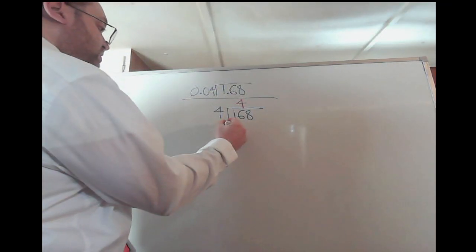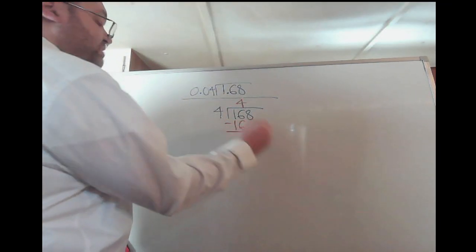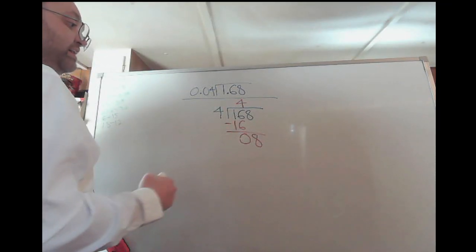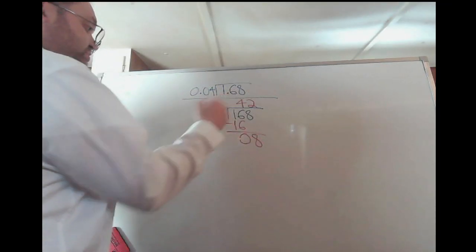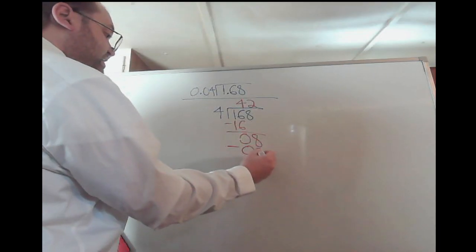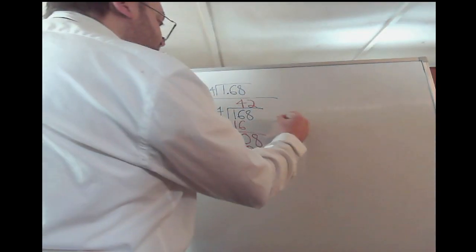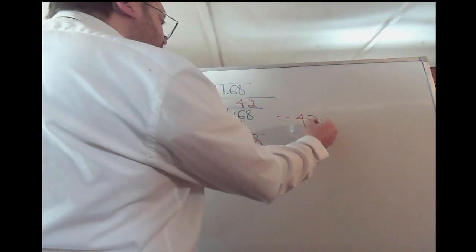4 times 4, well, that's 16. 16 minus 16, that's 0. Bring down your 8 from the dividend. 4 goes into 8 twice. 2 times 4, well, that's 8. 8 minus 8, that's 0. We have a remainder of 0. So your answer to this would be 42.